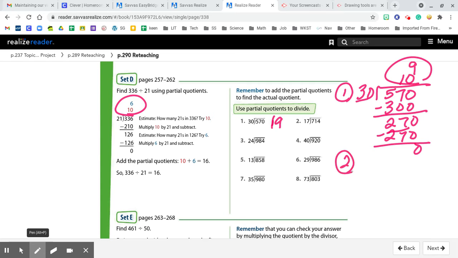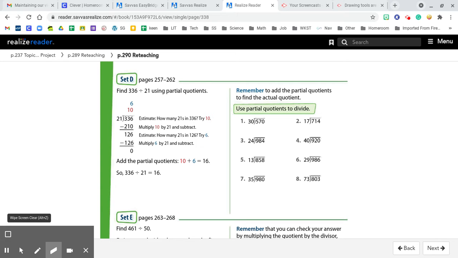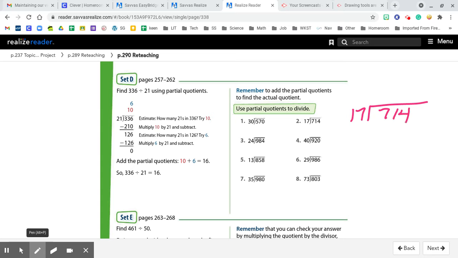Number 2, 17 goes into 714. I could do 17 times 10 times 10 times 10. I could keep doing that all over again, but let me get some more room here. 17 goes into 714. Multiples of 17. If I double 17, well, we'll do the tens. I'll take it slow. 17 times 10 is 170.